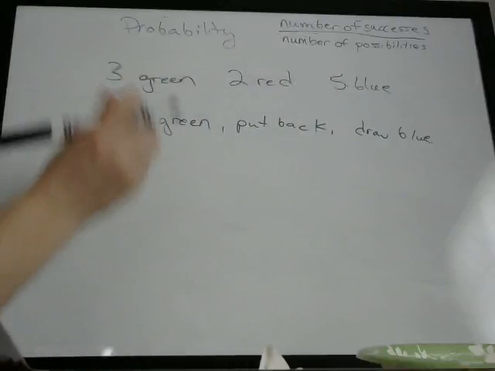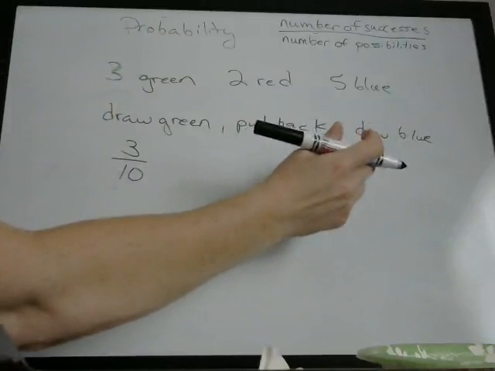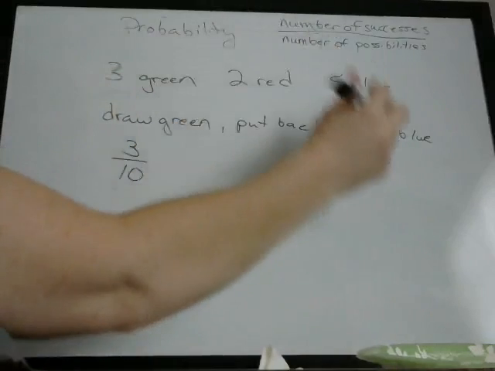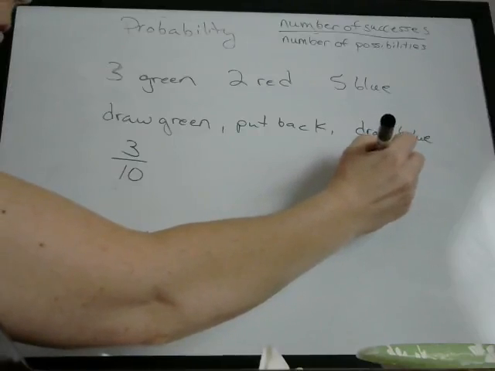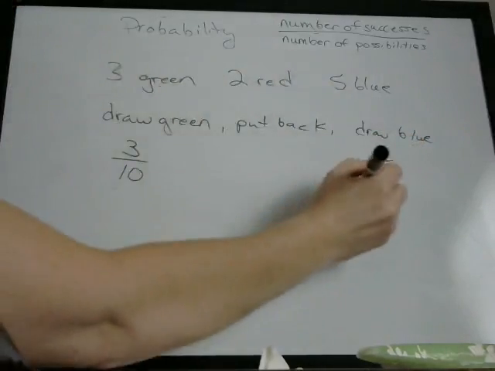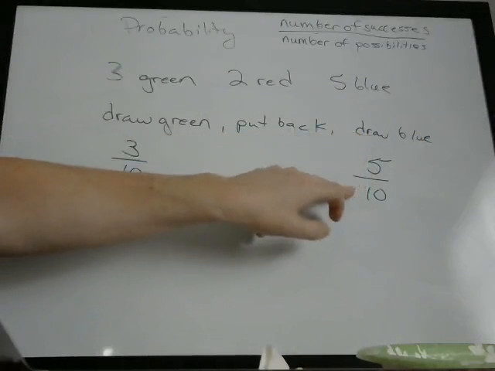So we're going to take that green marble, we're going to put it back. Then we're going to draw a blue marble. Or what's the probability that we would draw a blue marble? Well, there's 5 of them in there, so the number of successes is 5. Because we put the green back, there's still 10. So the probability of drawing a blue is 5 over 10.